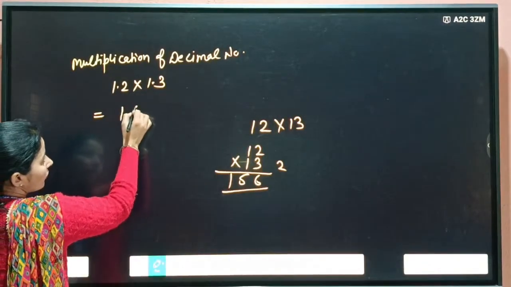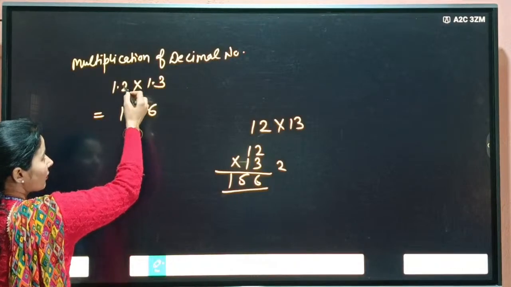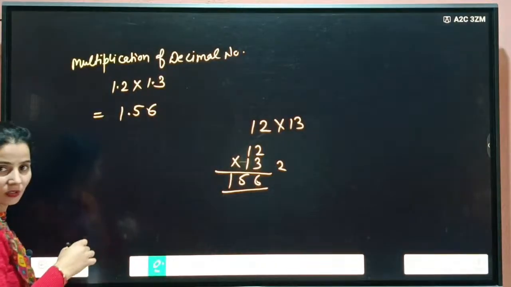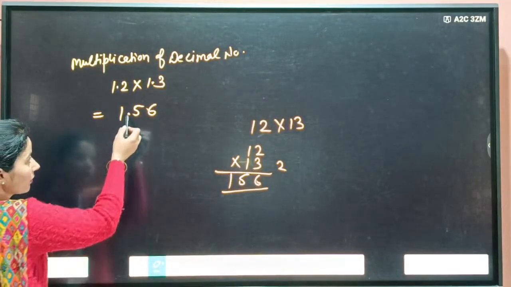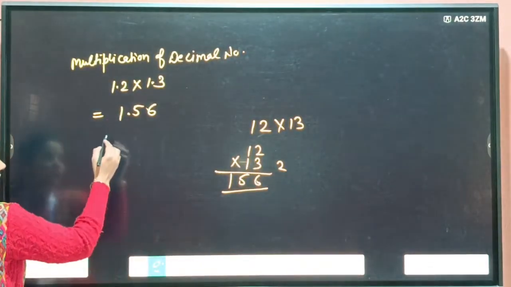156. Now, before one digit and before two digit, in your answer the decimal will be before two digits.